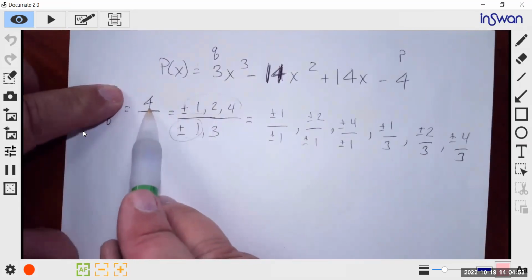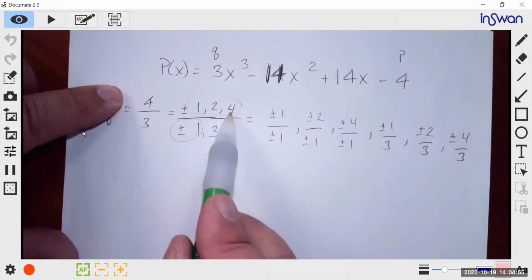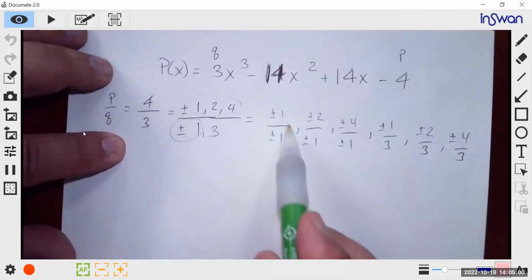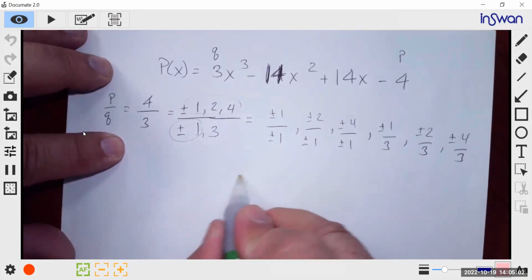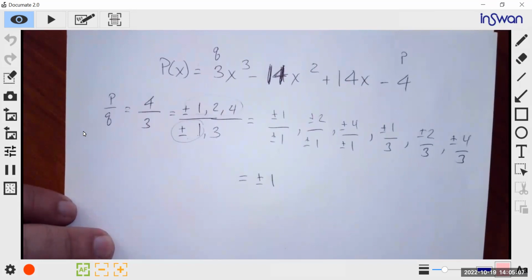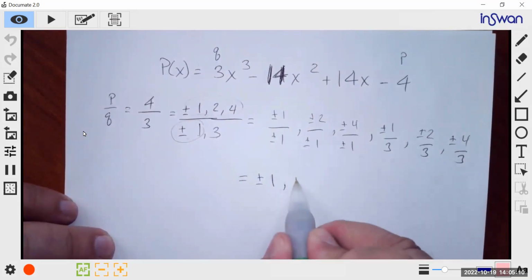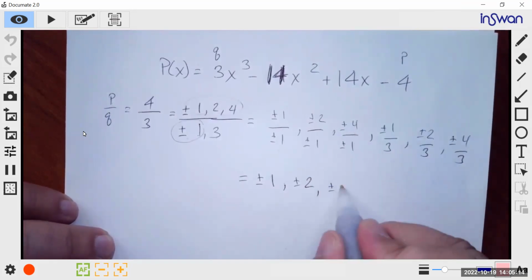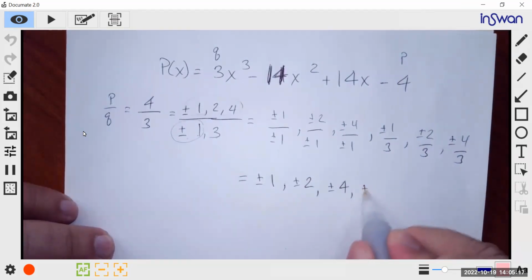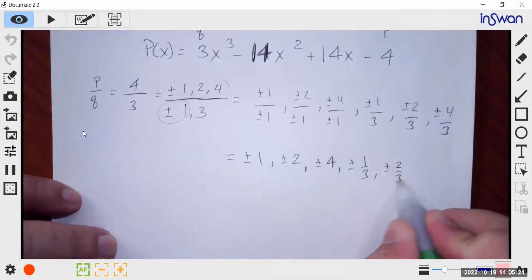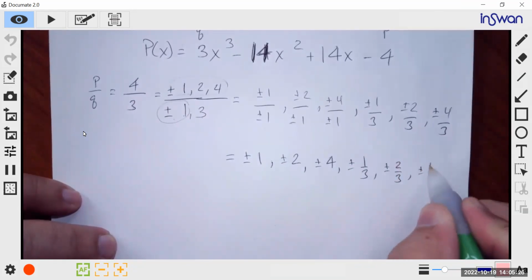So we take the last number and look at all the factors that it could be multiplied into. Take the first number and do those, and then look at all possible combinations. So in the first one, we have plus or minus 1 divided by 1 is 1. The second one, 2 divided by 1 is 2. 4 divided by 1 is 4. 1 divided by 3 is 1/3. 2 divided by 3 is 2/3. And then 4 divided by 3.